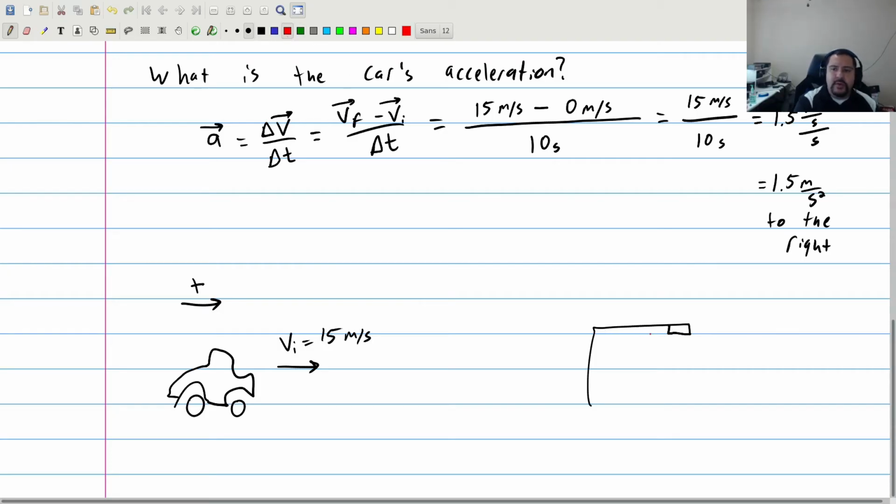And it happens to be red. So this car is going to slow down and come to a stop. It's going to go over here somewhere, and it's going to take a time of, let's make it, 7 seconds to come to a stop. I want to know what is the acceleration of the car in this situation.